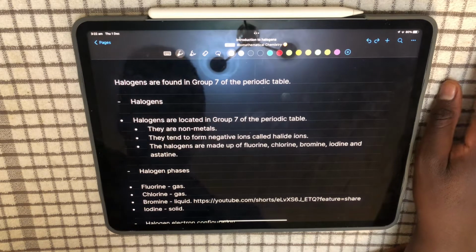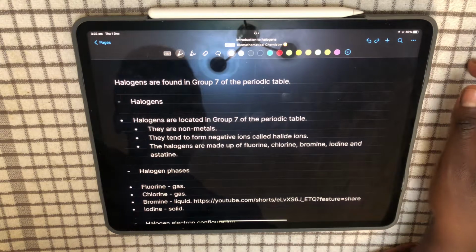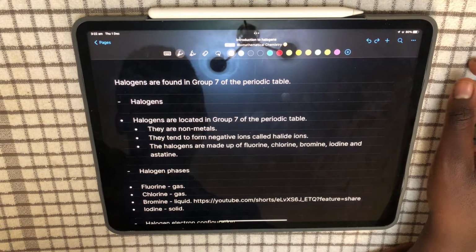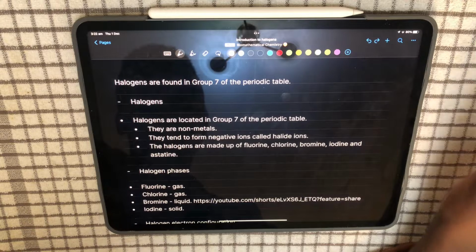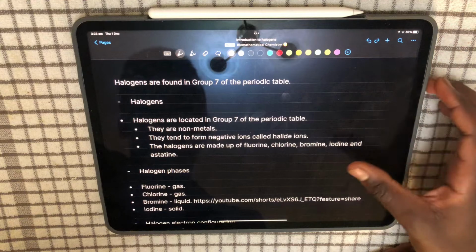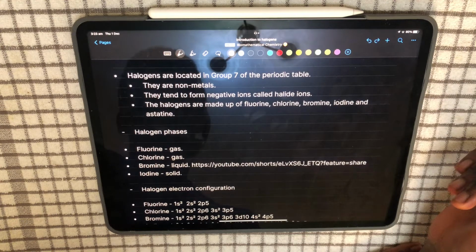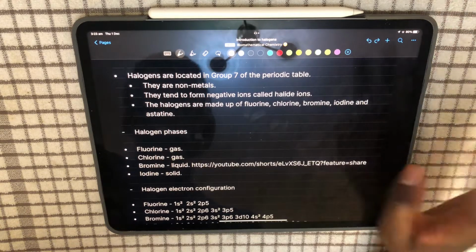It's really quick. So halogens are found in group 7 of the periodic table. Halogens are located in group 7 of the periodic table. They're non-metals. They tend to form negative ions called halide ions, and the halogens are made up of fluorine, chlorine, bromine, iodine, and astatine.